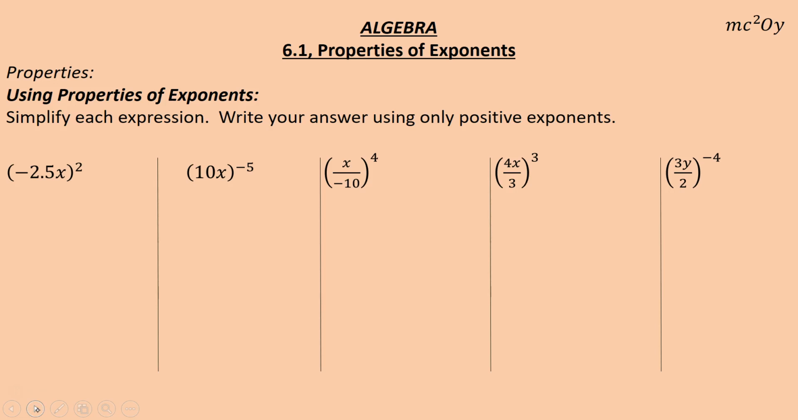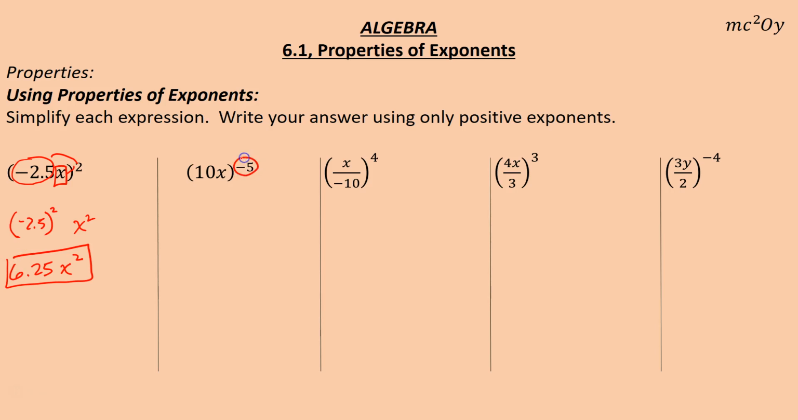So negative 2.5 times x, all the quantity squared here. Since the negative's in there with it, I am going to square that, and I am going to square this. So I get negative 2.5 squared times x squared. Well, negative 2.5 times negative 2.5 is a positive 6.25, and x squared can't be simplified anymore. So there we've got it.